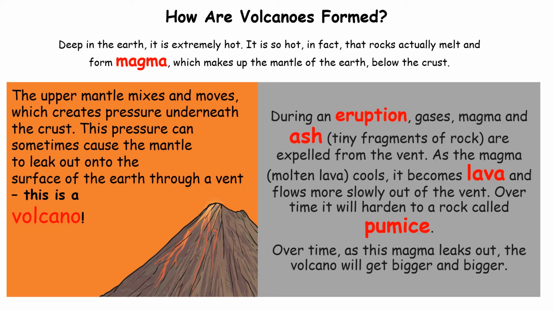Over time, as this keeps on happening and the magma leaks out, the rock will build up around the side, and that's how volcanoes are formed. Sometimes complete islands can be formed from the ocean, and that is due to volcanic eruptions as well.